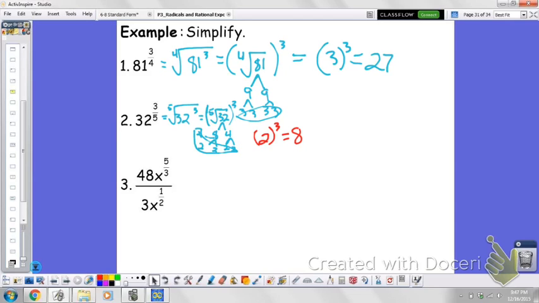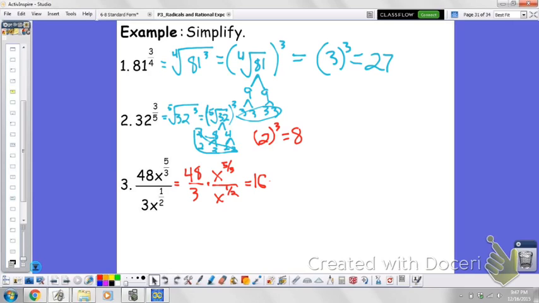And last but not least, we have 48x to the power of 5 over 3 over 3x to the power of 1/2. The first thing I can do is split this up. This is 48 over 3 times x to the power of 5/3 over x to the power of 1/2. Well, 48 over 3 is just 16.